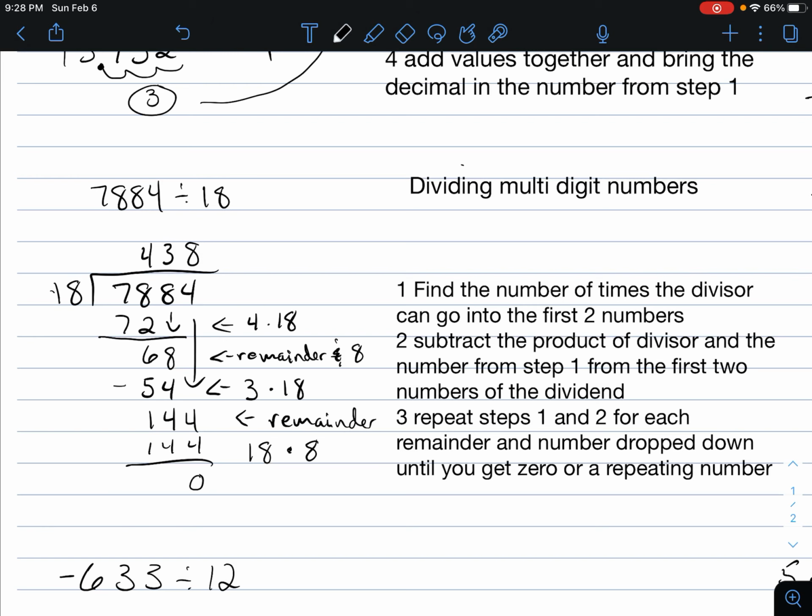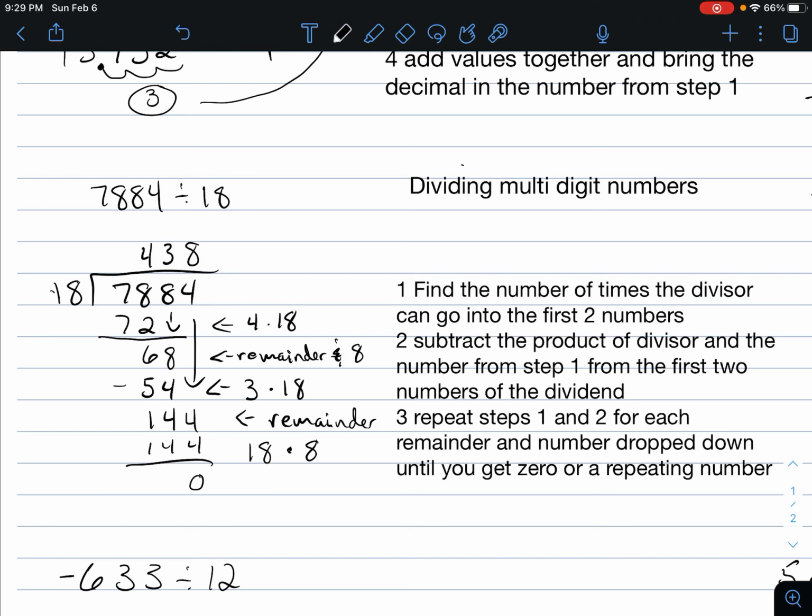Okay, we're looking for the remainder, so it's 78 minus 72. That leaves us with a remainder of 6. Our next step is we bring down the next number, so that would be our 68. Now we're checking to see how many times 18 can go into 68. That would be 3 times. So 3 times 18 gives us 54. And now we subtract once again, 68 minus 54.